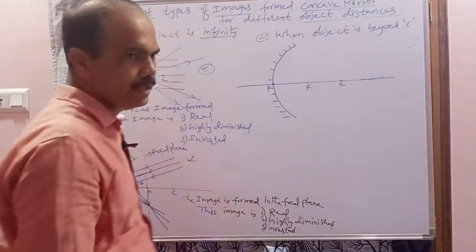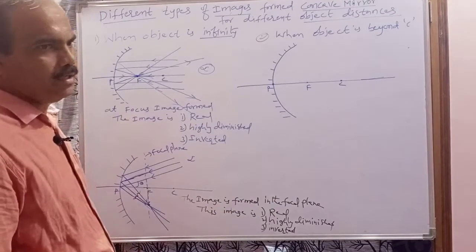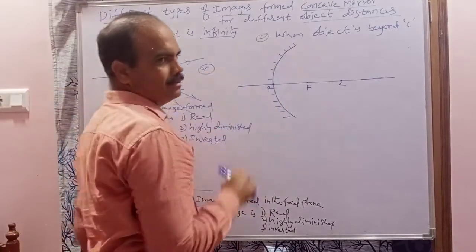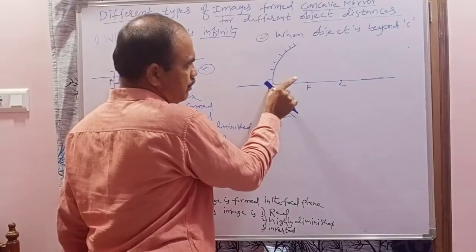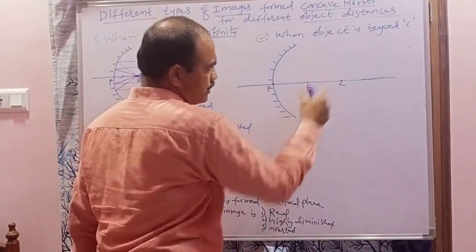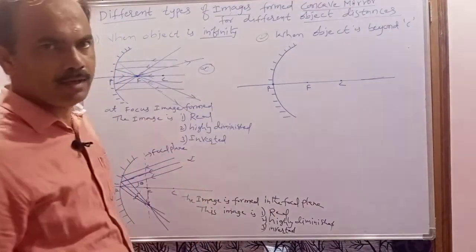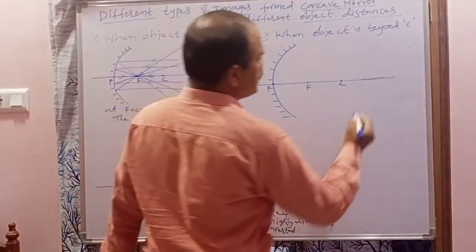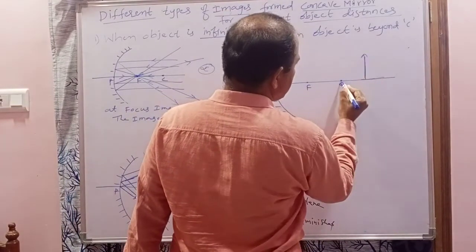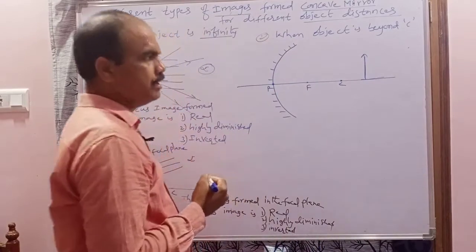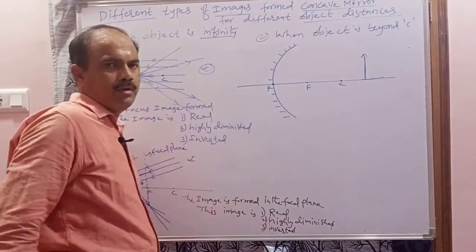The important thing is, while constructing the image, it is better to use a compass, and maintain the distance between the pole and focus and center of curvature the same. Then only the diagram will become correct. Now I am placing the object beyond C. To construct the image, we have to follow the rules.